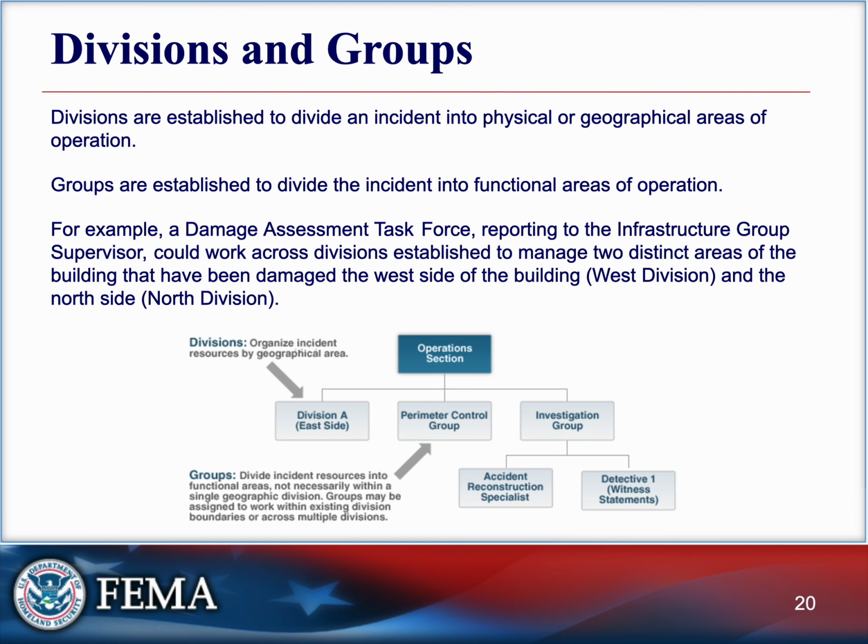So next we have divisions and groups. Divisions are geographic, like east side or second floor, and groups are functional, like EMS triage or traffic control or fire prevention. This helps organize large scenes so nobody gets overwhelmed. Using terms like east side or second floor, and not Division 1, Division 2, helps other people who are operating near you or with you understand who's who and what's being handled, right?